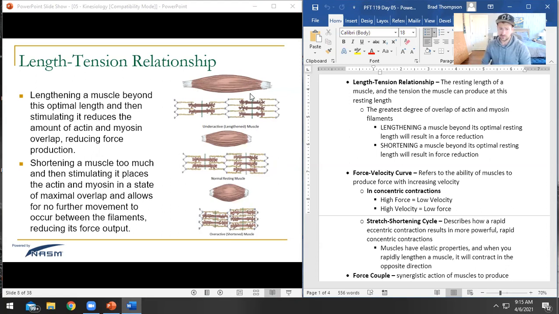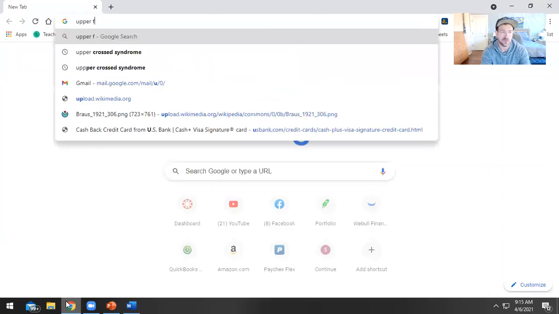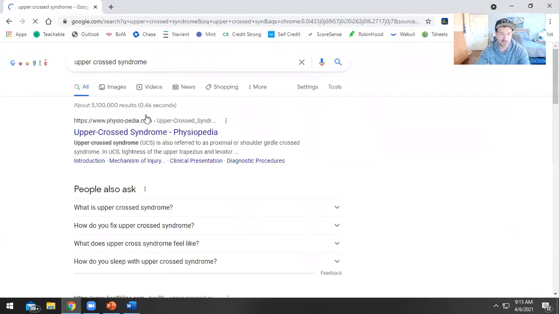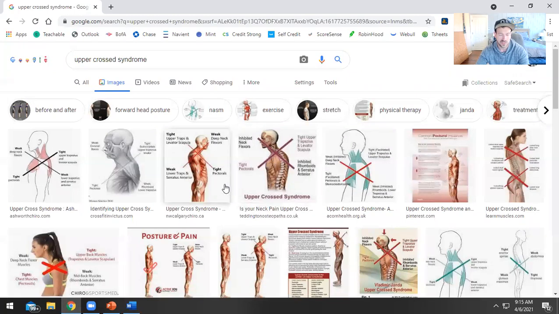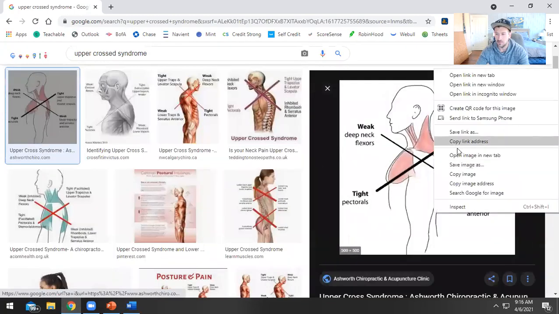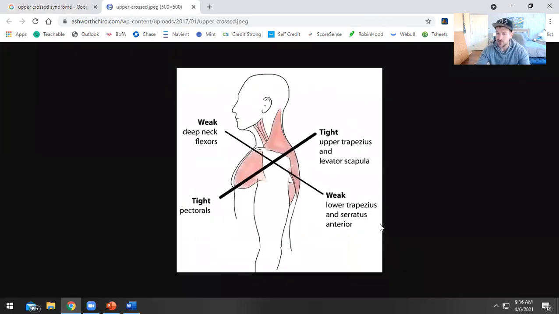So imagine somebody with rounded shoulders, right? We call that upper crossed syndrome, by the way. And actually, I'll look that up for you. Upper crossed syndrome. When we look at upper cross syndrome, you'll see we've got muscles that are overactive on one side and muscles that are underactive on the other. So they're going to have a tight upper trapezius muscle, which is the muscle that elevates your shoulders like this. And then we've got a tight levator scapula, which is a little muscle that runs up the back of the neck right here.